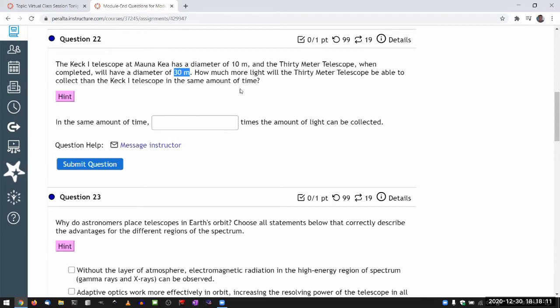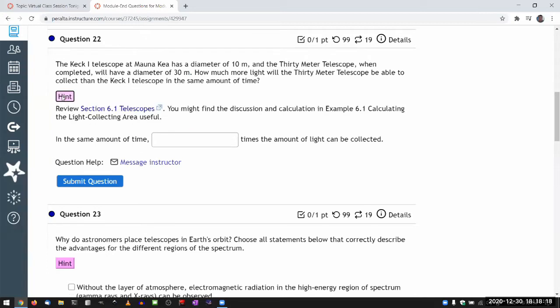And I recommend that you always look at the hint. If you know the answer, great. If not, take a look at the hint. And usually the hint will actually give you enough information, or I think it gives you enough information, to be able to answer. So if you go to the section, if you look at this example, you'll find the calculation that's very similar to what you see here. So let me leave you to look at that yourself.